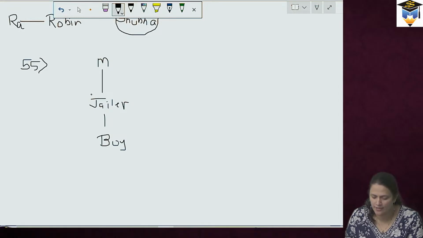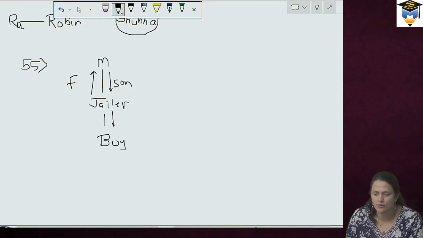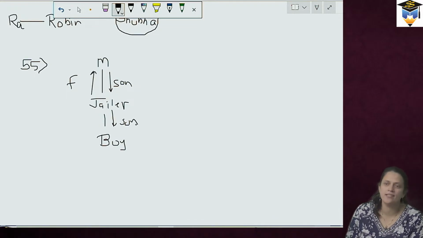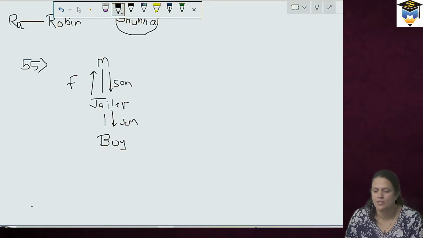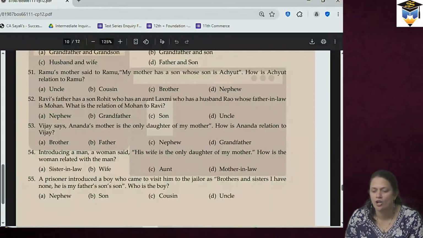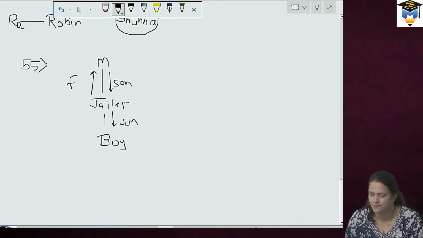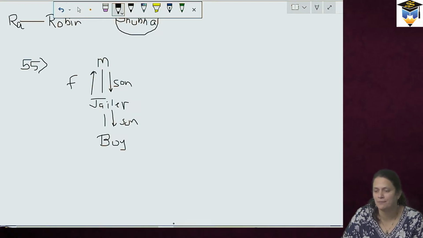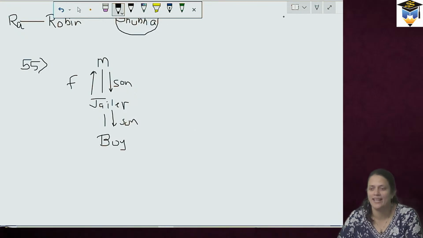So the jailer is a father. M is the father to the jailer, and he is the son. And again, the jailer has a son who is the boy. So the boy is the son of the jailer. That is the correct answer. Option B for the 55th one. So we are done with the questions in this particular chapter. Let us move on to the next one.